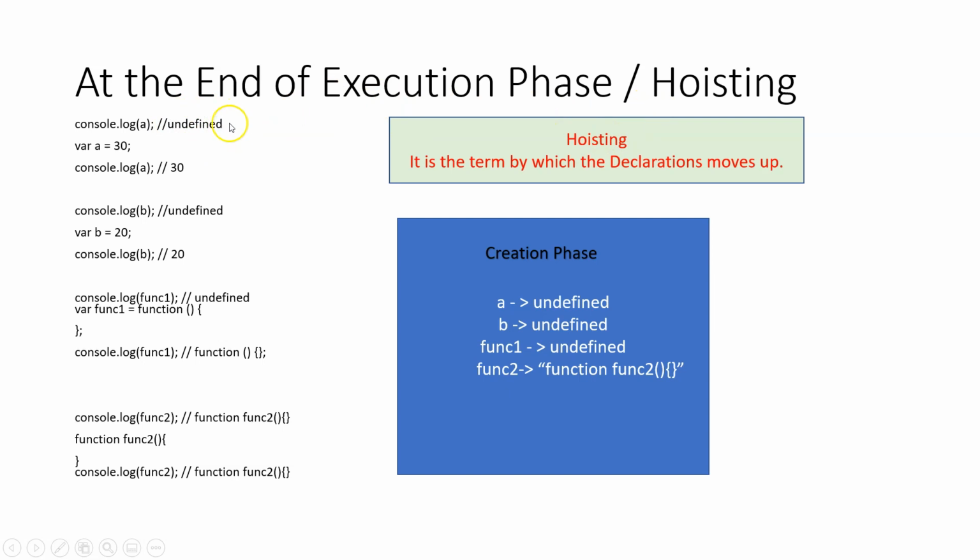So hoisting, they say that declarations move up. They used to tell it like this. But the real reason is that in the creation phase it is initialized with undefined. That's why even before the declaration, if you try to print it, you are getting the value undefined. Hope you understand. Hoisting is a very important interview question.